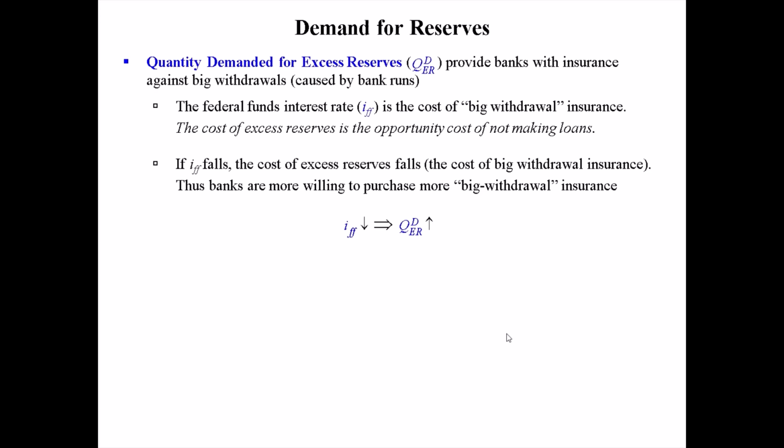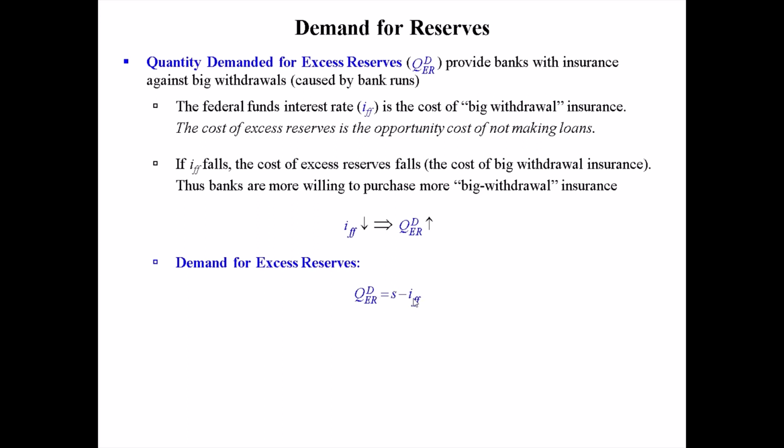Yep. So generally speaking, if the federal funds rate falls, the cost of excess reserves falls. Those banks are more willing to purchase more big withdrawal insurance. So there's a negative relationship between these two. The demand for excess reserves is a negative relationship, and we're going to define this parameter S as a shock parameter.